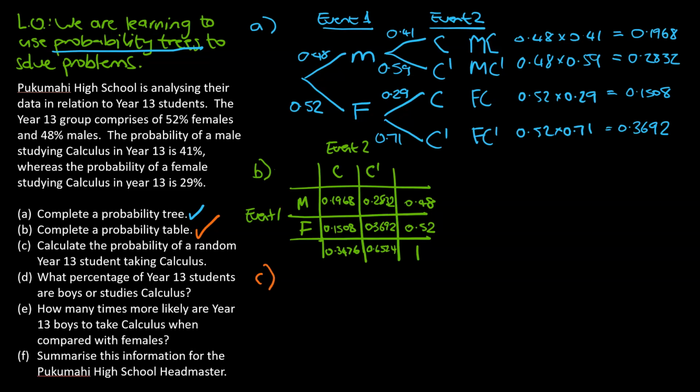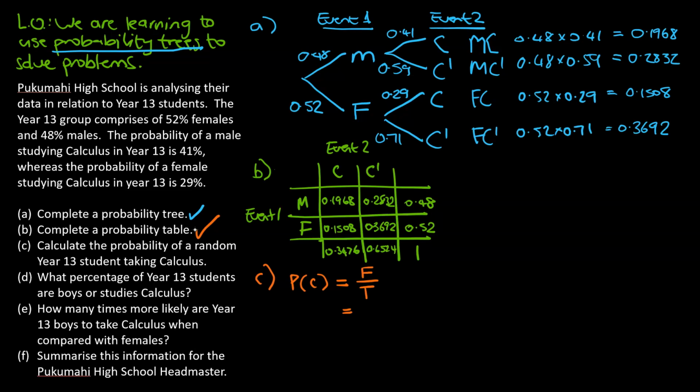So first question, calculate the probability of a random student taking year 13 calculus. So in terms of our notation, we're trying to find the probability of someone taking calculus. And for this type of question, I encourage us, we still need to use our F over T approach. And we can do this one of two ways. We can just look at our table number, so 0.3476 is what we're looking at, or we can use our numbers from the probability tree.